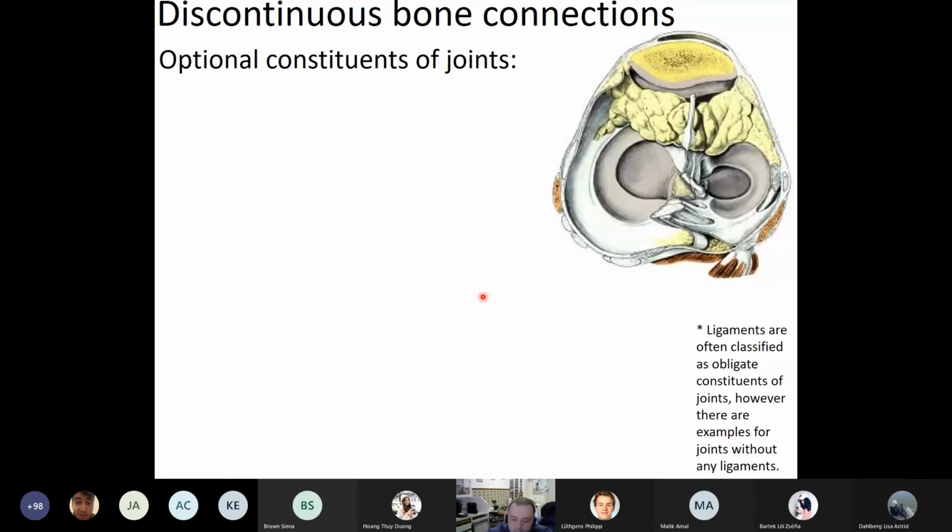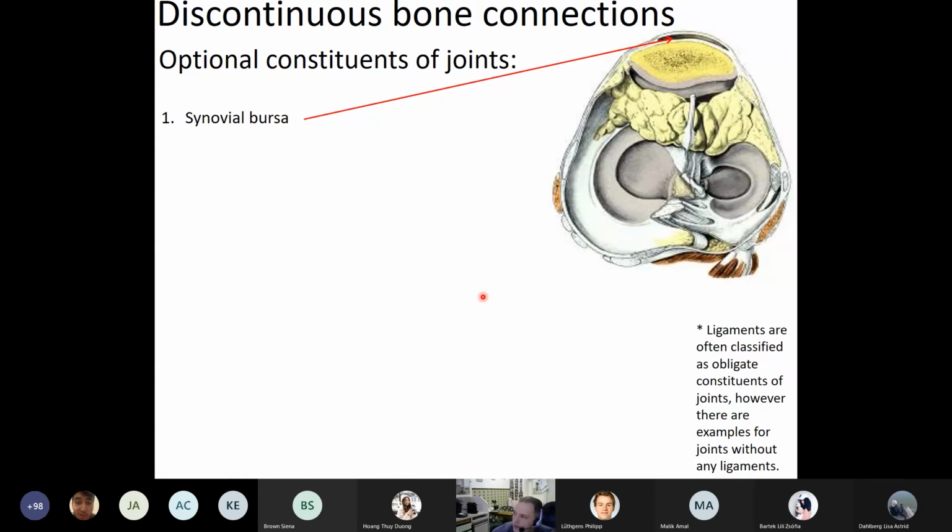Okay, these are found in all joints, but we also have some other things which may be found in joints. And these are so-called optional constituents of joints. So not all joints have those, but they have a great significance in that particular joint where we are talking about these structures. So this slide will summarize those optional constituents. First is the synovial bursa I have to mention.